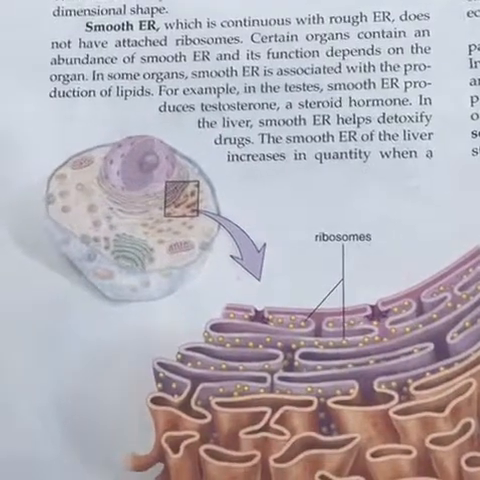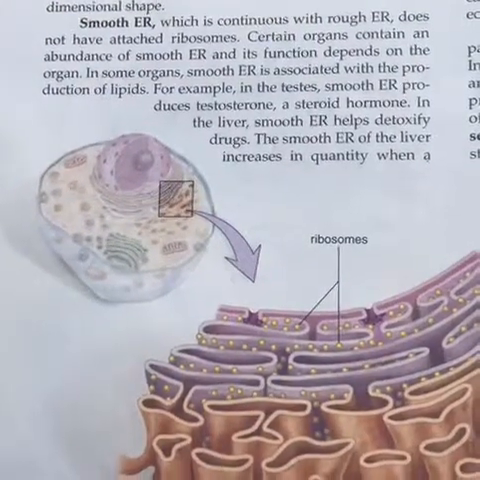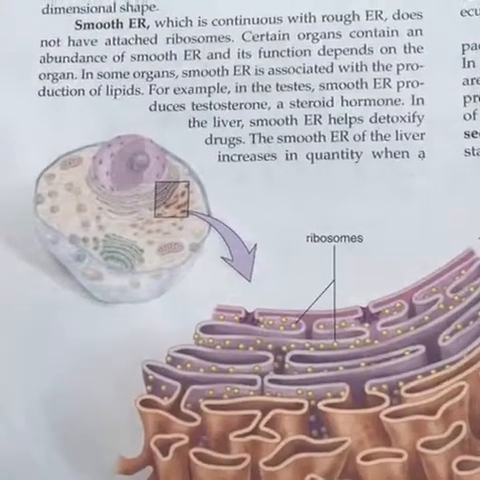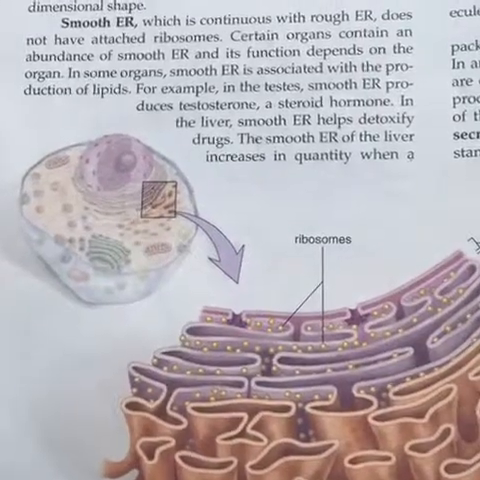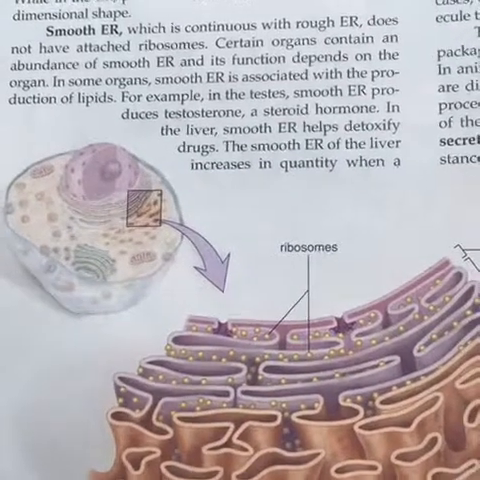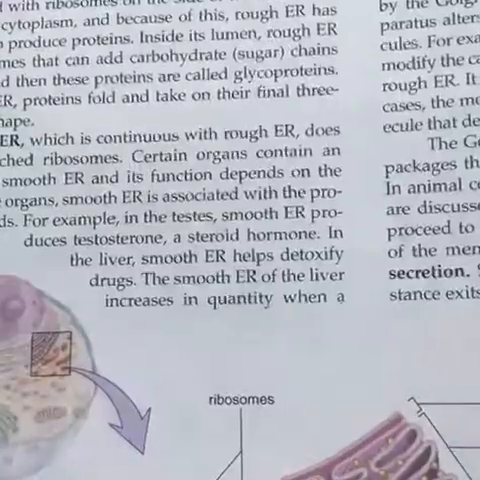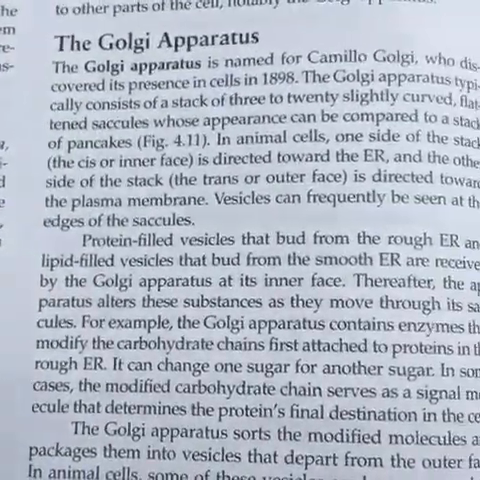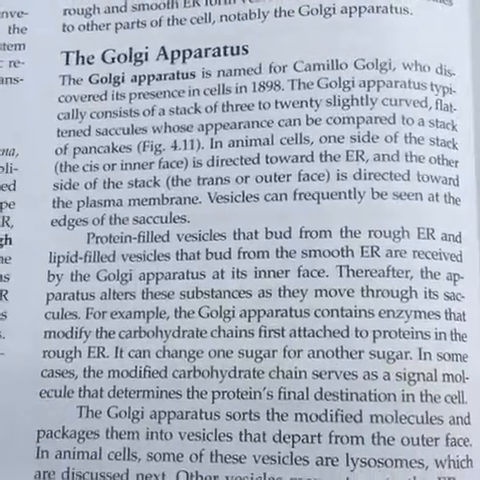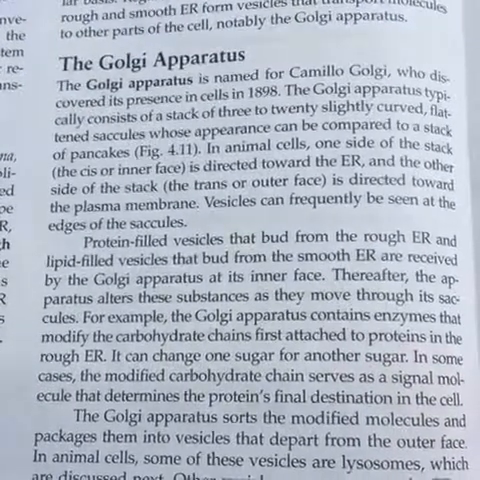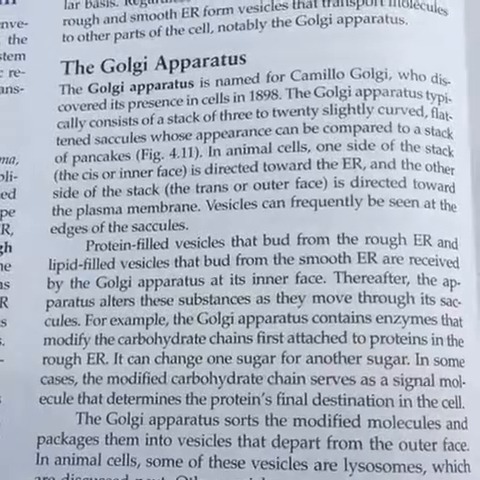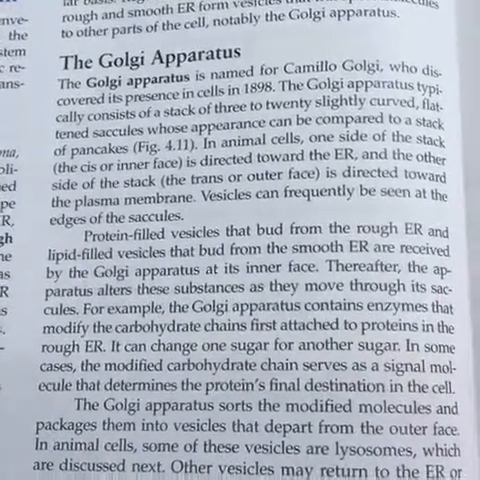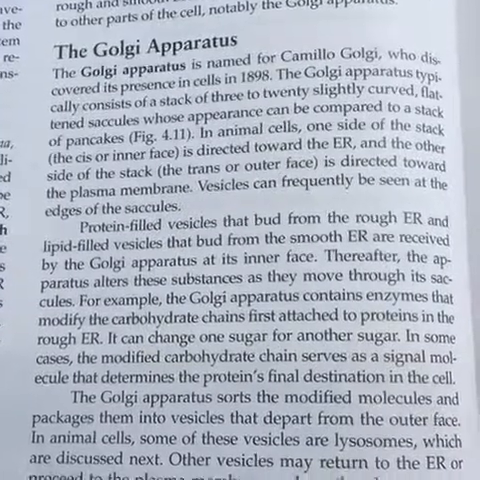In some organs, smooth ER is associated with the production of lipids. For example, in the testes, smooth ER produces testosterone, a steroid hormone. In the liver, smooth ER helps detoxify drugs. The smooth ER of the liver increases in quantity when a person consumes alcohol or takes barbiturates on a regular basis. Regardless of a difference in their functions, both rough and smooth ER form vesicles that transport molecules to other parts of the cell, notably the Golgi apparatus.